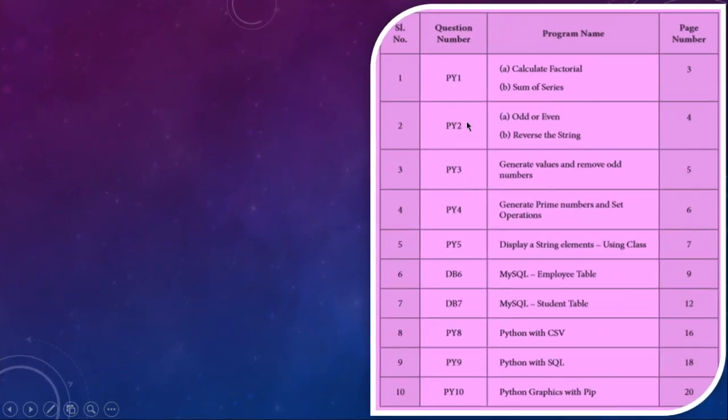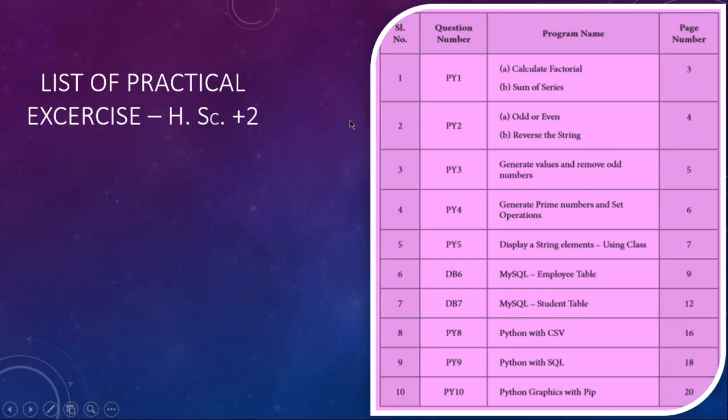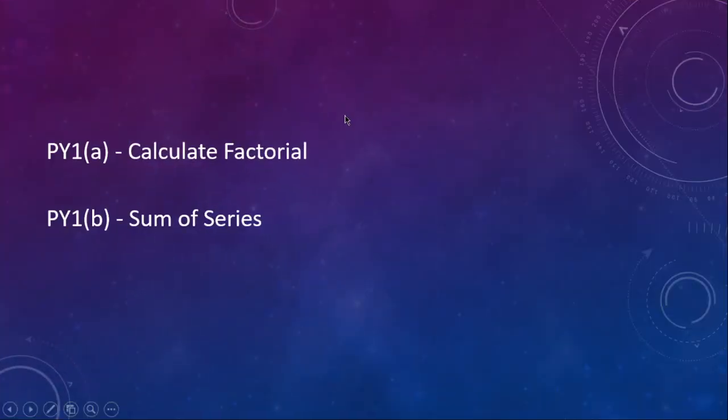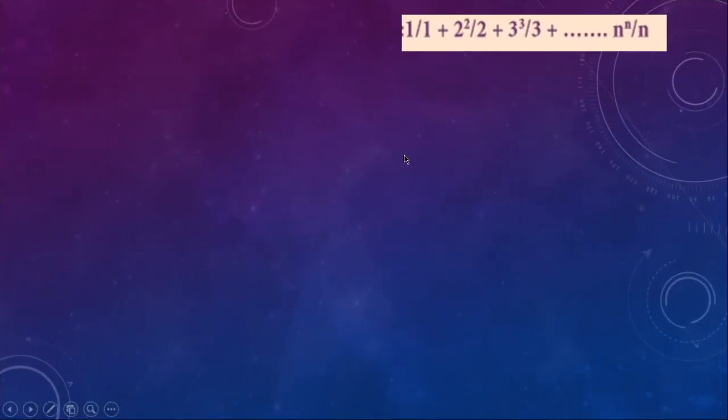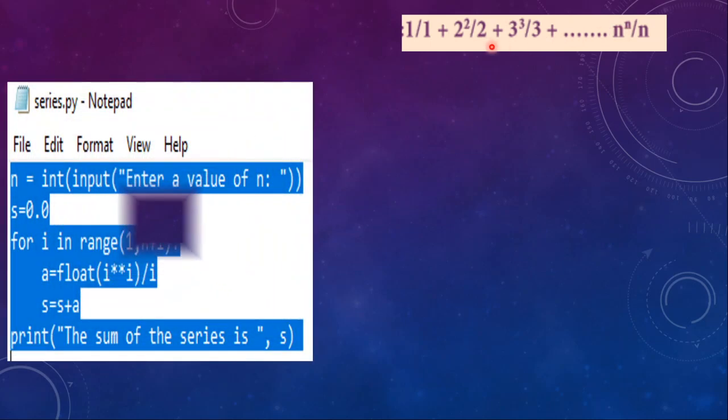First of all, we should be able to find out the relationship between two consecutive terms, or what is the common formula from which the series can be obtained. Here is the series given for you to calculate: 1 by 1 plus 2 power 2 by 2 plus 3 power 3 by 3 plus etc., n power n by n. So we have the formula i power i divided by i, and it has to be summed up.